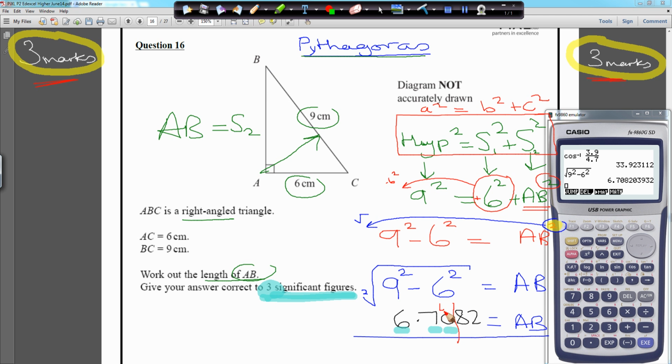I'll call this my last digit. I'll call this one here my decider, the important one. And so we say, if this decider here is 5 or more, we add 1. Because it is 5 or more, we need to add 1 to the last digit. So we add 1. Okay, so now we have 0 add 1 is 1 and not 6.